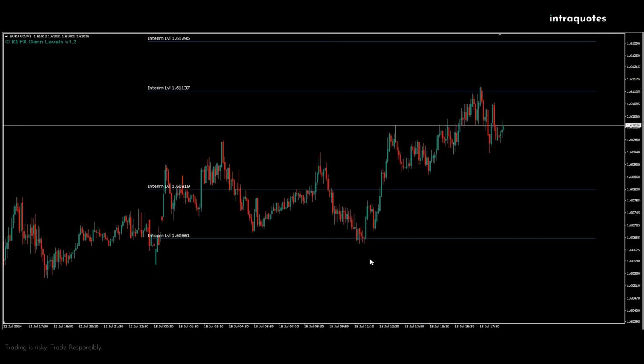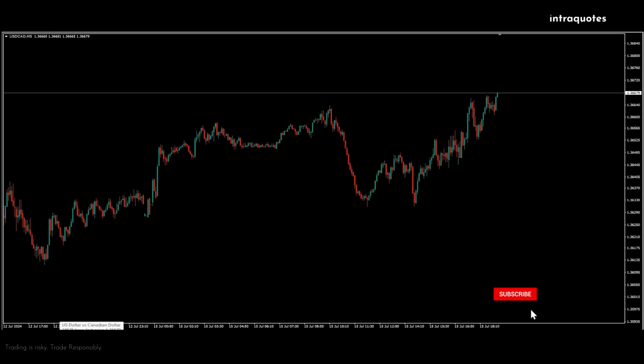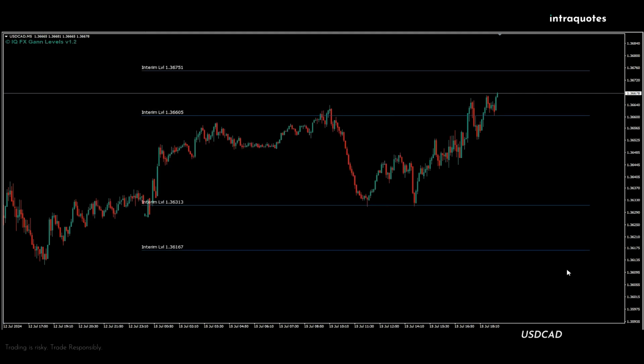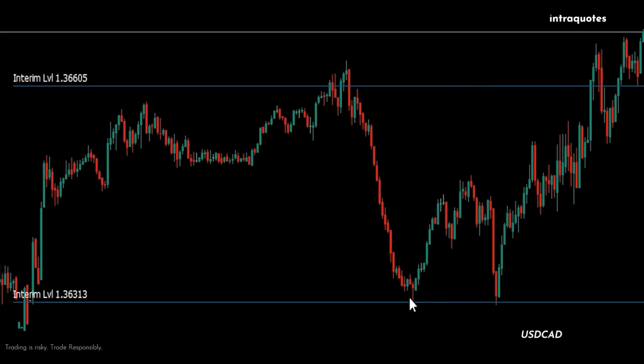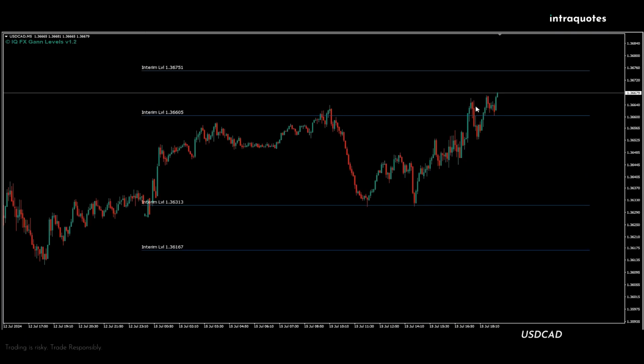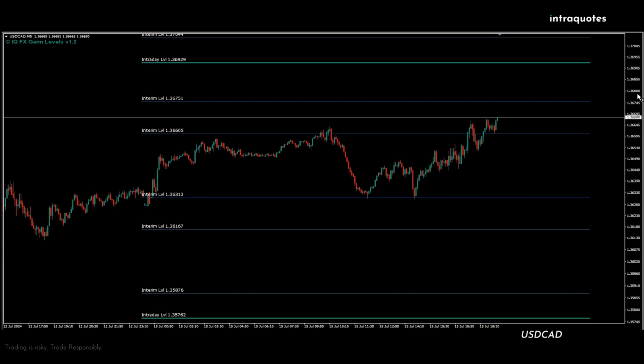Let's check USD CAD too. Wow! See how amazingly this interim Gann level acted as a support here, reacted at every Gann level, from one Gann level to another. Without this indicator, would you still be able to know how far the market could have gone bearish?